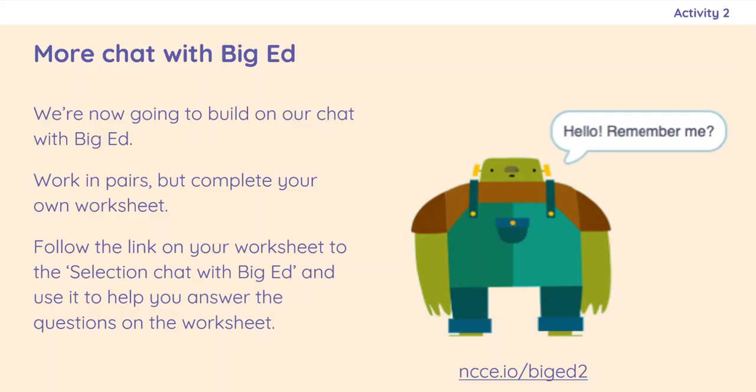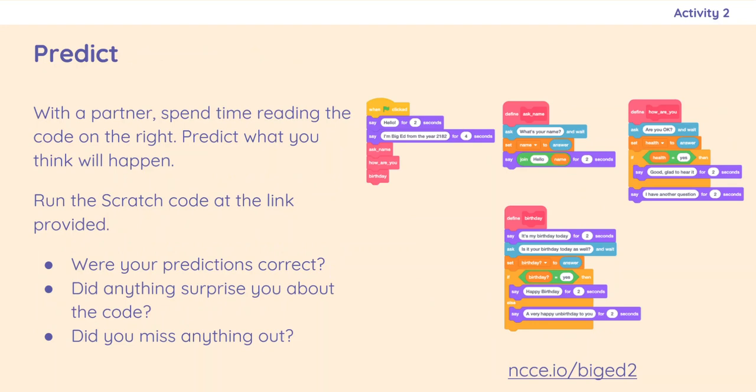Looking at our activity now, we're going to be looking at a chatbot called Big Ed, and we're going to be working in pairs. We'll have a look at what this looks like in our OneNote in a moment. But basically, the first part is predicting: looking at the code and considering what is going to happen. Then we're going to have a discussion about whether your predictions were correct. Was there anything surprising? Or did you miss or forget anything? So let's go across to it.